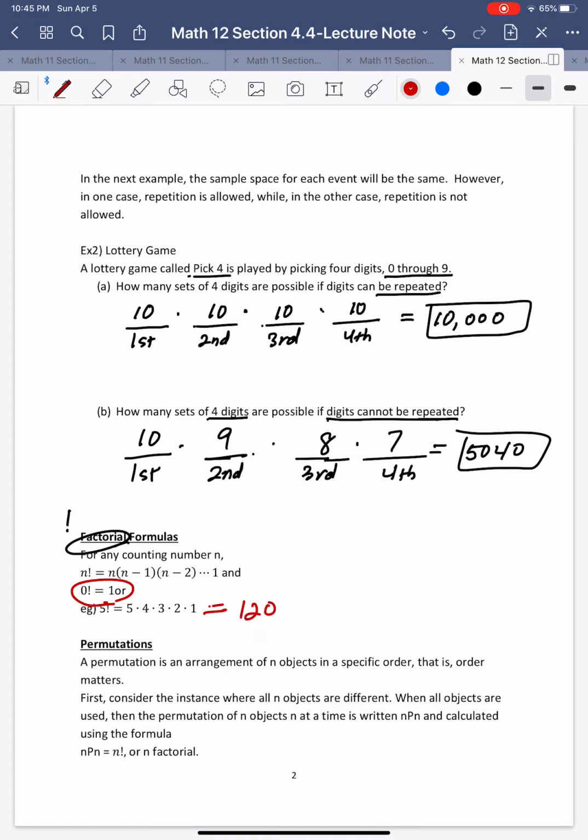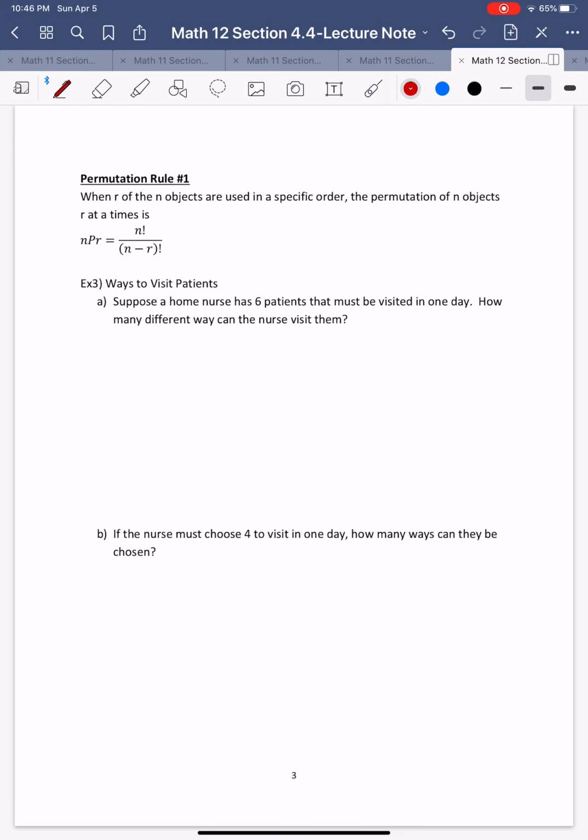Permutation. Permutation is an arrangement of objects in a specific order, that is, the order matters. First, consider the instance where all n objects are different. When all objects are used, then the permutation of the n objects taken n at a time is written nPn, and calculated using the formula nPn is n factorial. So we call that n factorial. Okay. All right, let's look at the example.